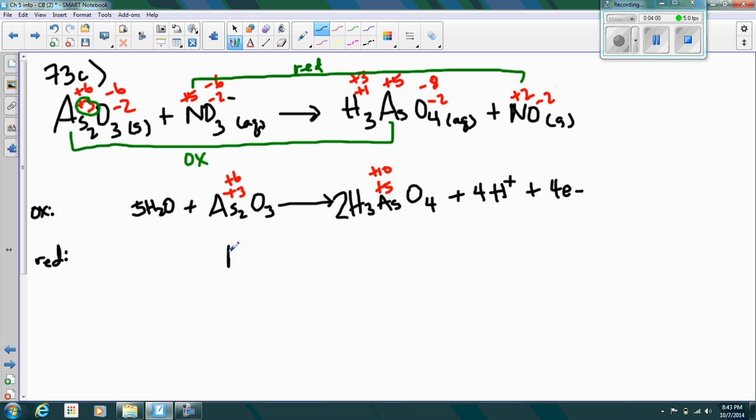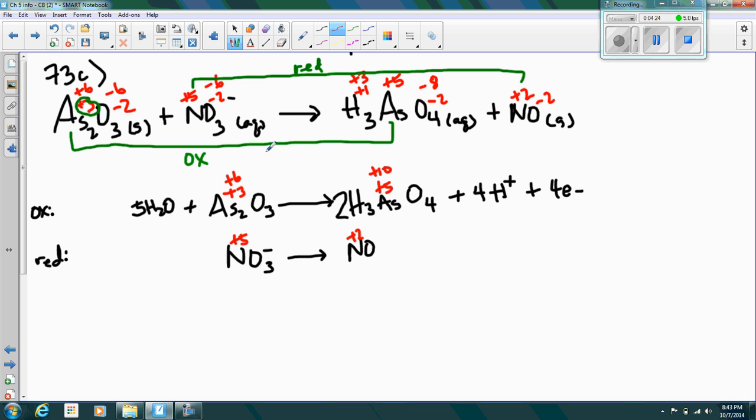And so we're going to take our nitrate ion, resulting in nitrogen monoxide. And again, let's pull down the one that changed, and that is our nitrogen. So we had this at +5, and we had this at +2.